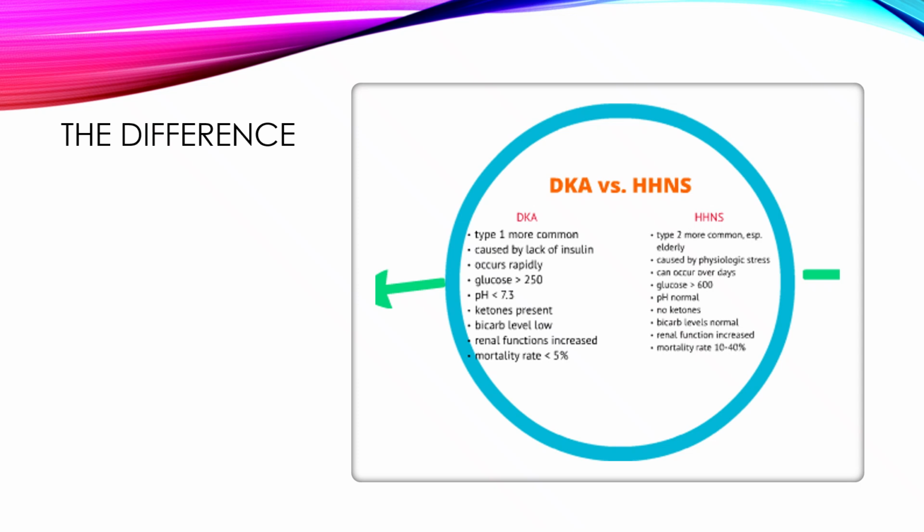So the big difference, if you are wondering, DKA is type 1 and HHNS is more type 2. Now you can get them reversed, but that's just what we see the most. Regardless, the first treatment is IV fluids, the second step of treatment is regular insulin, and the third step of treatment is electrolyte levels to get them balanced out.